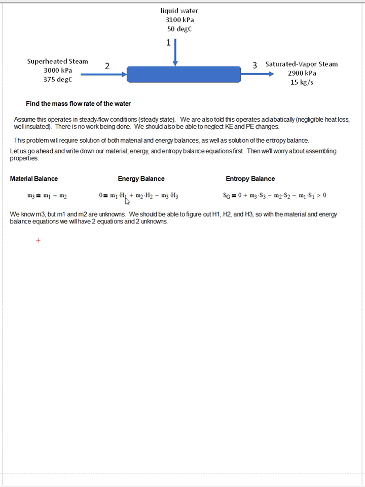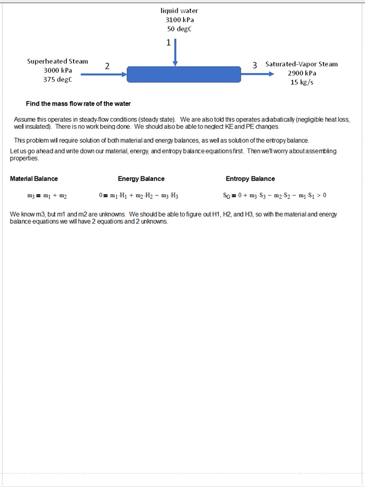So what I should be able to do is just use the material and energy balance, solve for my two unknowns, M1 and M2, and then I should be able to plug all those numbers along with S1, S2, S3 that we can look up in the steam tables and get my total entropy generation rate. So that's how I'm going to approach solving this problem. Start with material and energy balances, then move to the entropy balance.